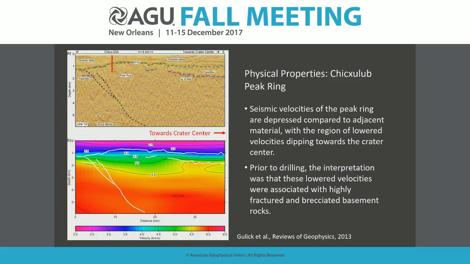So if we look at a seismic reflection section through the peak ring, this is approximately where we drilled. You can see the peak ring itself stands several hundred meters above the surrounding crater floor. The velocity model shown below for the peak ring, if you look here at the contours, you can see the contours dip down beneath the peak ring, which shows that these are lower velocities compared to the surrounding adjacent rocks. Prior to drilling, the interpretation was that these lowered velocities were associated with highly fractured and brecciated basement rocks.